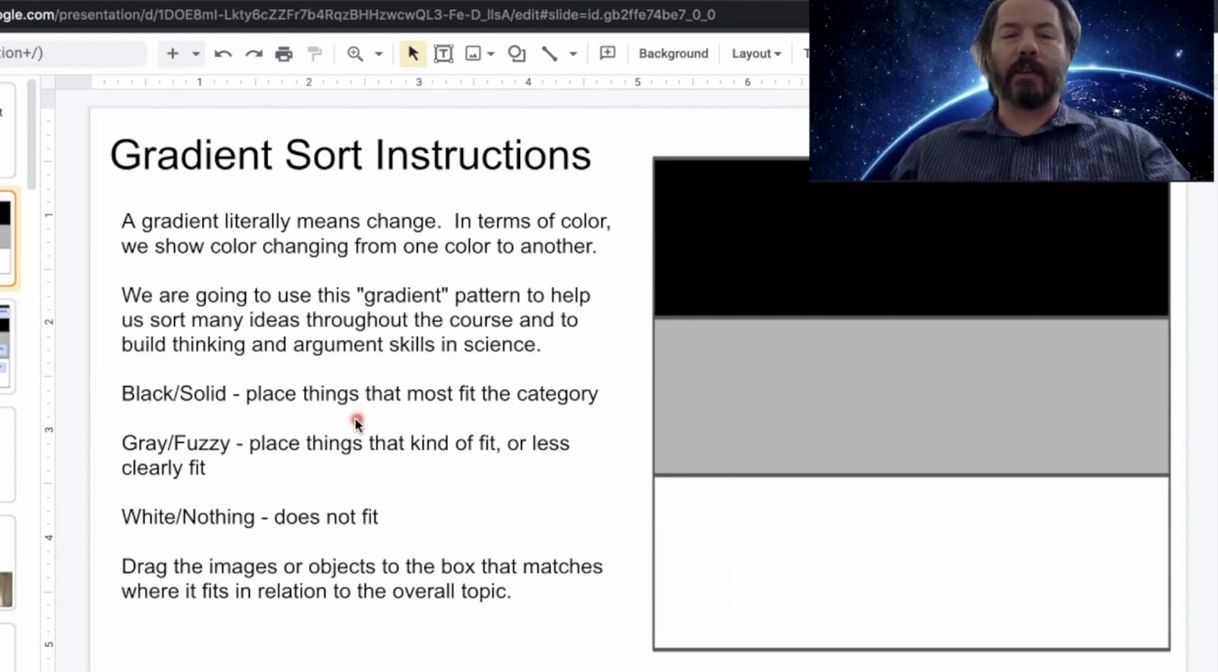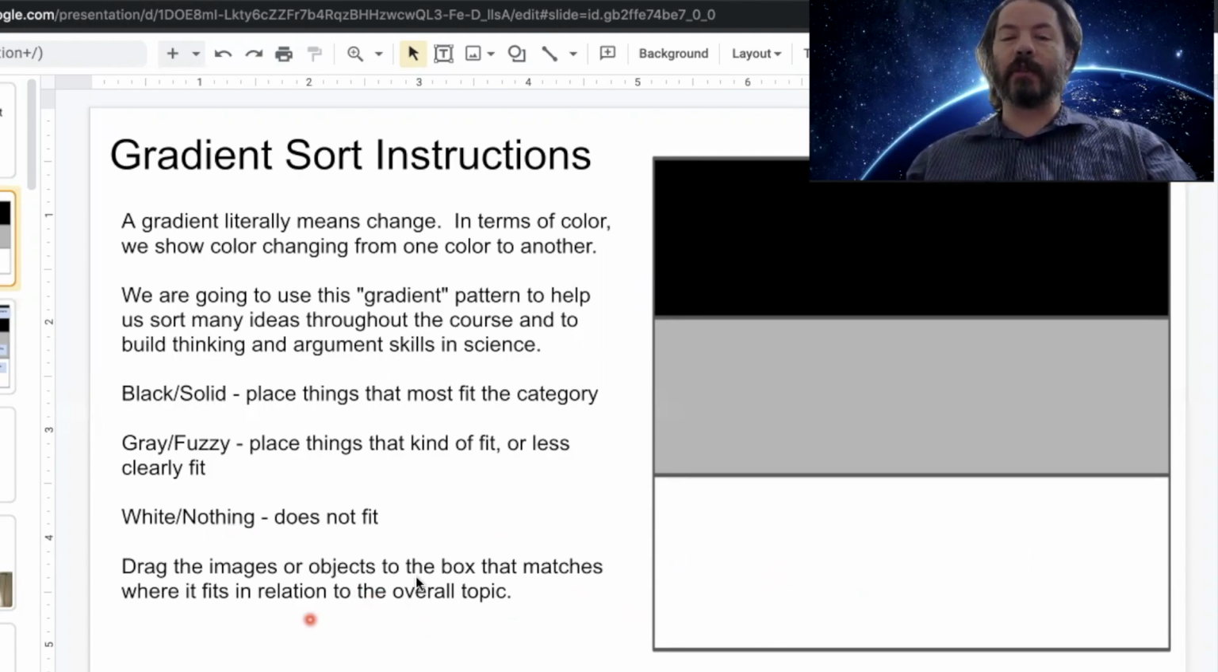We're going to use this gradient pattern to help us sort many ideas throughout this course and build our argument skills in science. Black or solid, we're going to place the things that fit our category the best in the black box up here. If it's gray or fuzzy, we're going to place things that kind of fit, they might fit, or part of them is true for the category and part of it's not, maybe we're not quite sure, but it might fit. And then the white or nothing space, it does not fit.